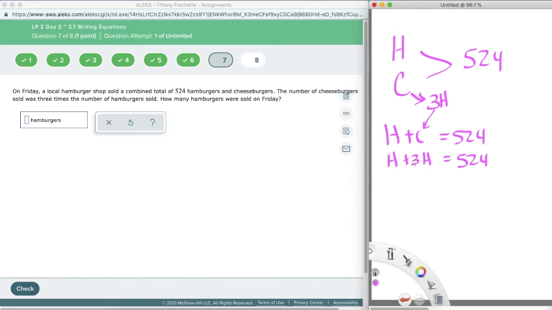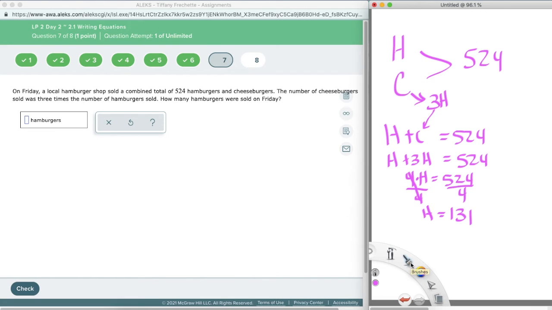Now I can solve this because I have like terms. I have 1H, remember there's a 1 there, plus 3, so it's 4H equals 524. All I have to do is divide by 4 on both sides, since this is multiplication and I'm doing the opposite. So H equals 524 divided by 4, which is 131. So we sold 131 hamburgers.